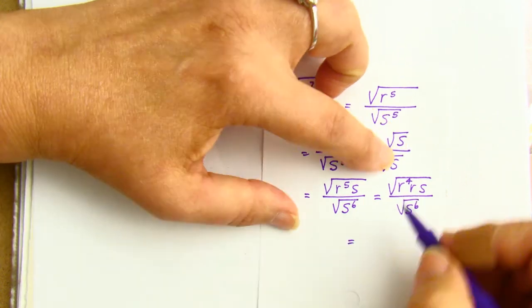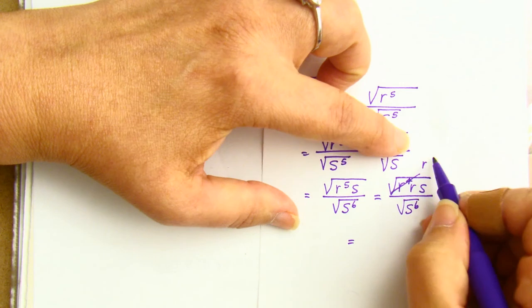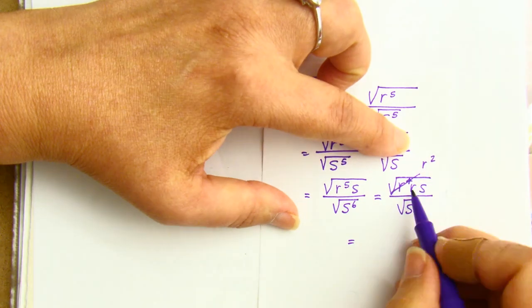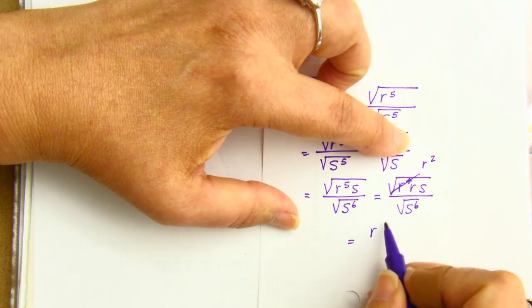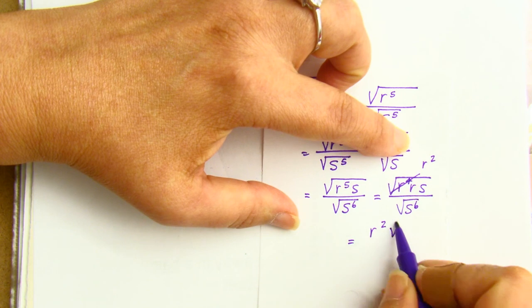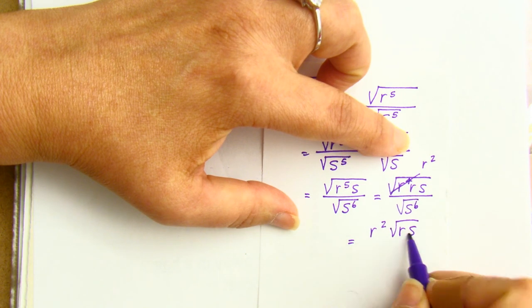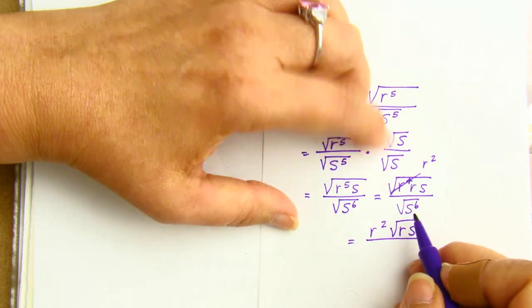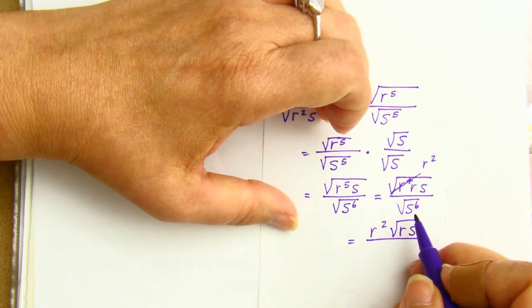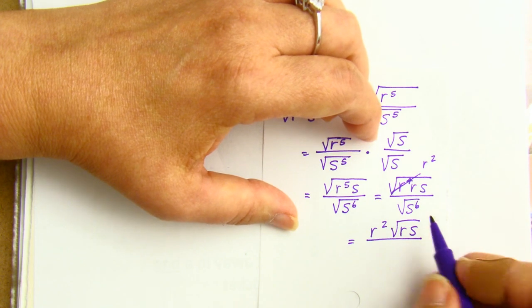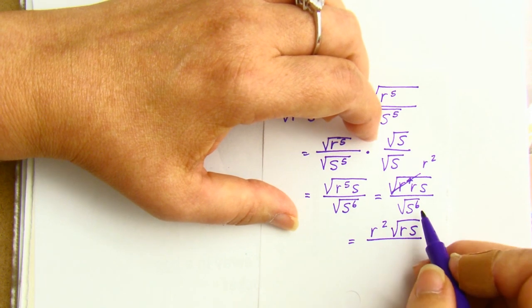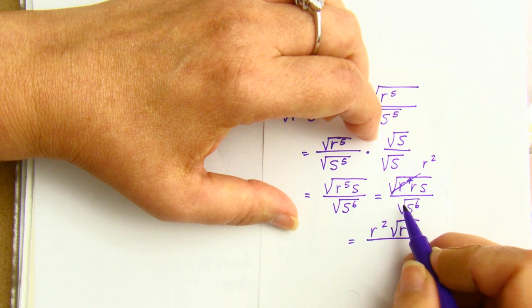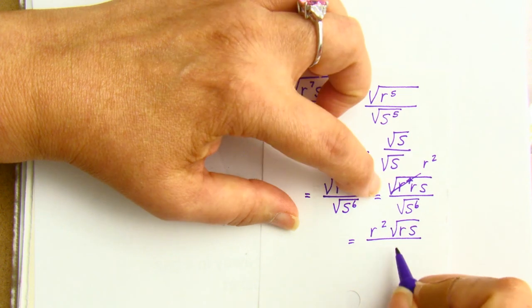Okay, this is going to come out as r squared. This rs has to stay in, so r squared comes out times the square root of r times s. And this, s to the power of 6, if you take the square root of it, well, I don't know if you remember from Algebra 2, but with rational exponents, it's power divided by root. So the power is 6, the root is 2, so this would come out as s to the power of 3.